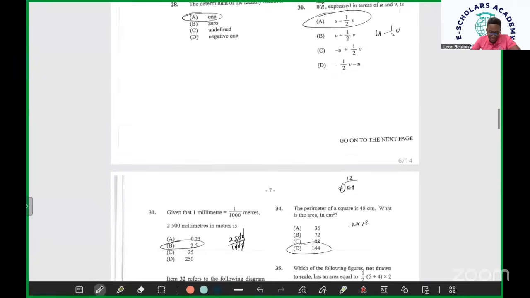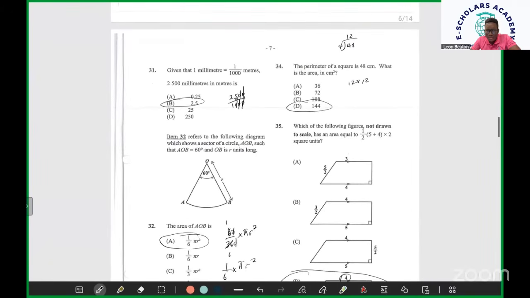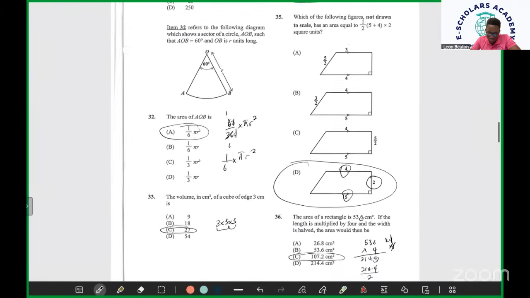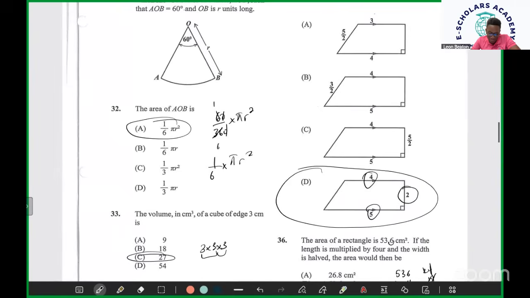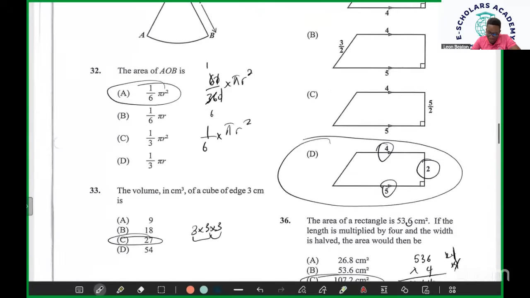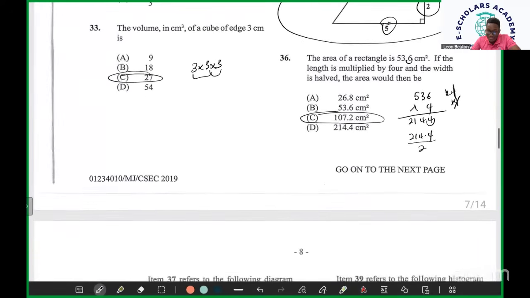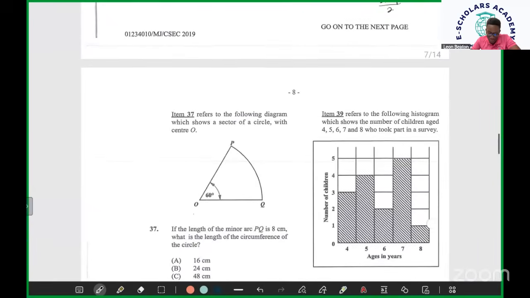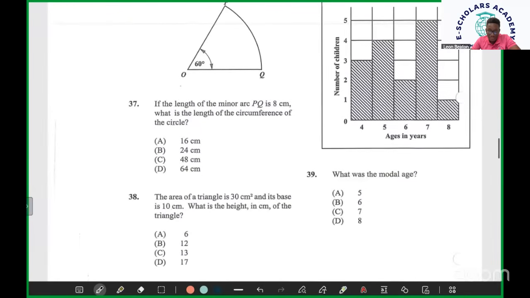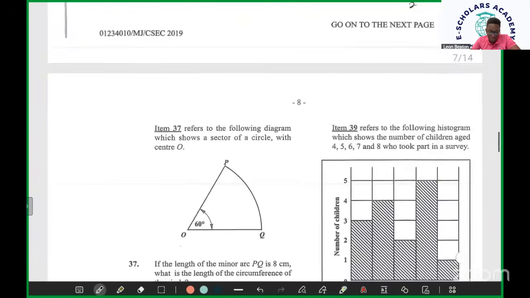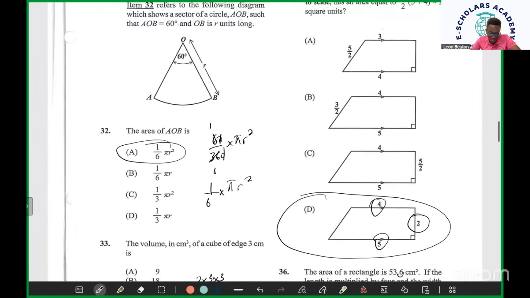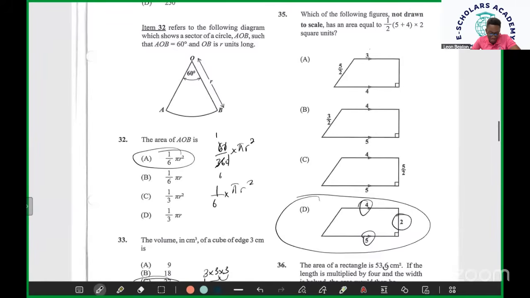Somebody said, sir, please check 22. Where's 22? 22 or 32? Anyways, we roll. 32. Let me see. 1 over 6 times pi r squared.